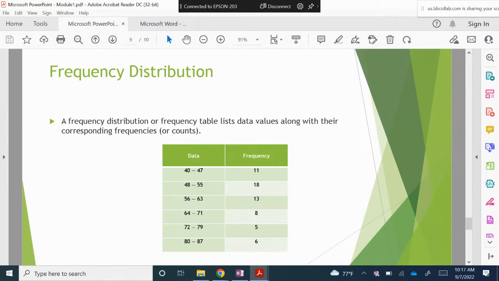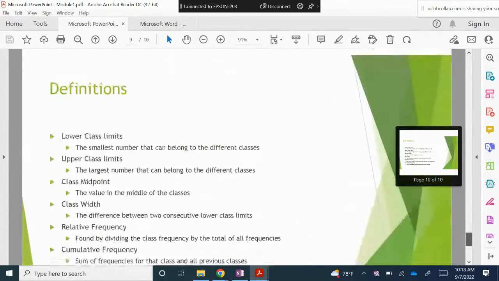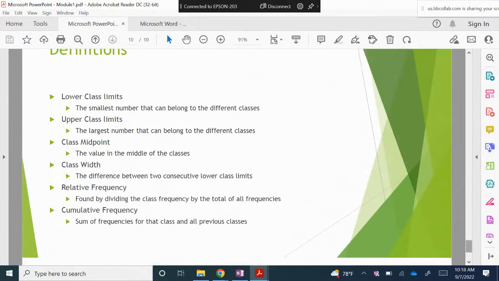If we look at this first class, the lower limit is 40. The upper limit is 47. And there were a total of 11 counts in this first class. Now, this could be ages of people in a class. It could be a lot of things. It just says data. And over here, this is the frequency or the counts. So we're actually going to construct a frequency distribution. But before we do, let's take a look at some definitions.